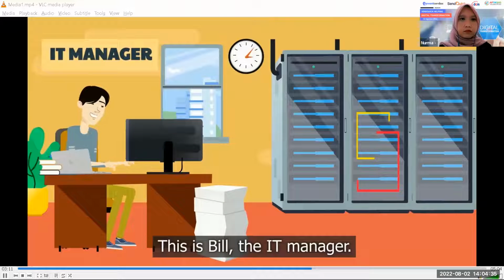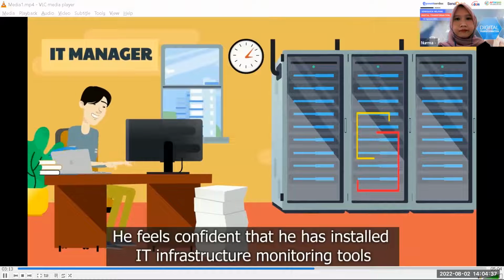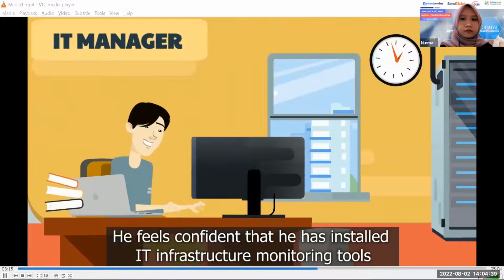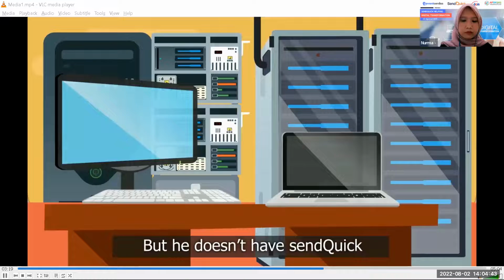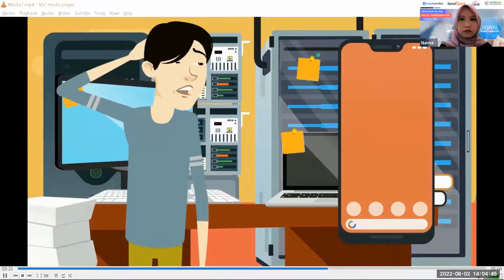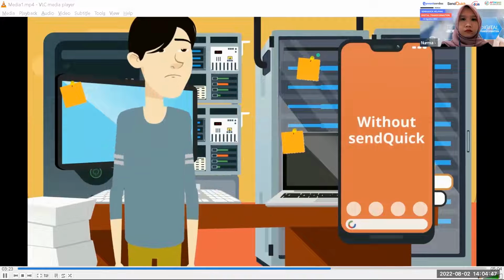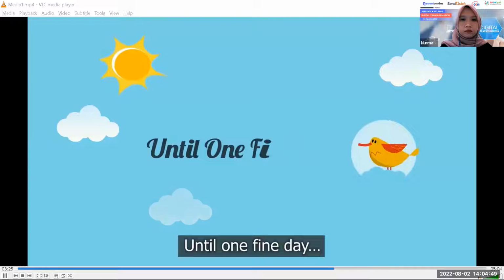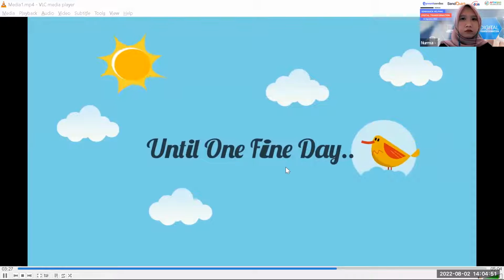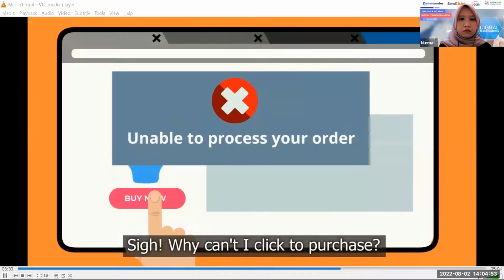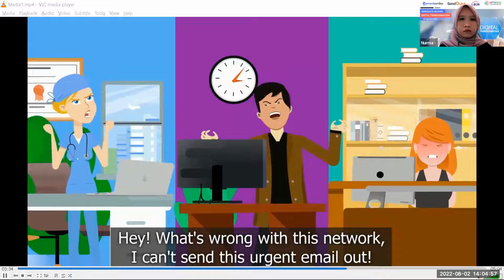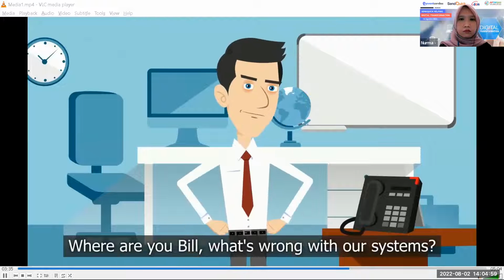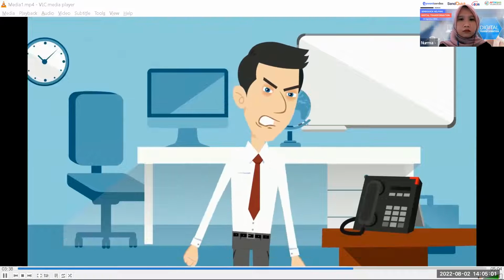This is Bill, the IT manager. He feels confident that he has installed IT infrastructure monitoring tools to detect and diagnose any IT issues. But he doesn't have SendQuick. Until one fine day. Why can't I click to purchase? Hey, what's wrong with this network? I can't send this urgent email out. Where are you, Bill? What's wrong with our systems?